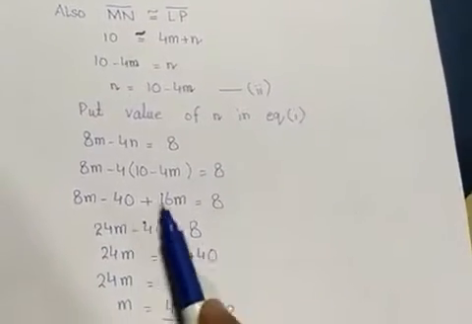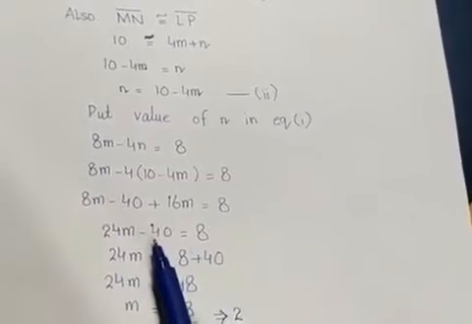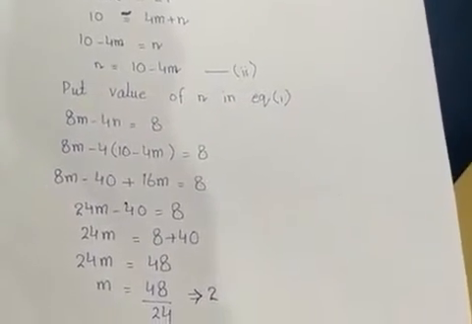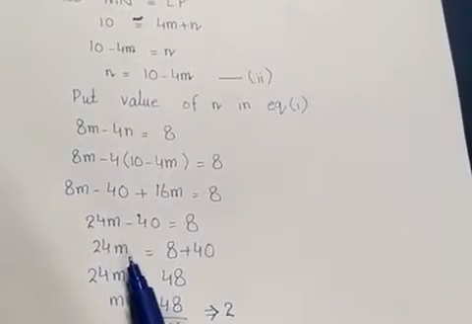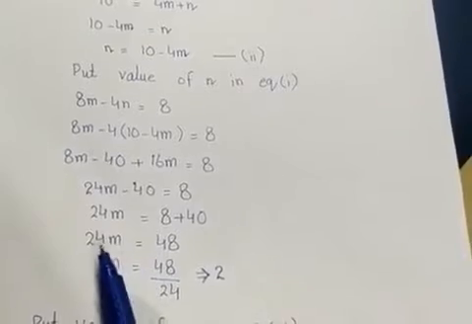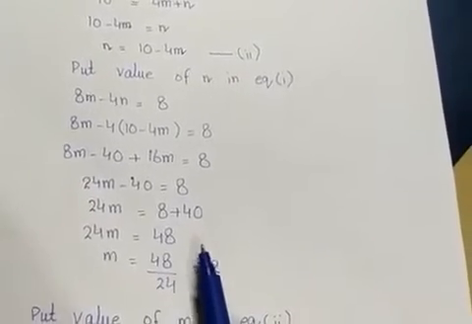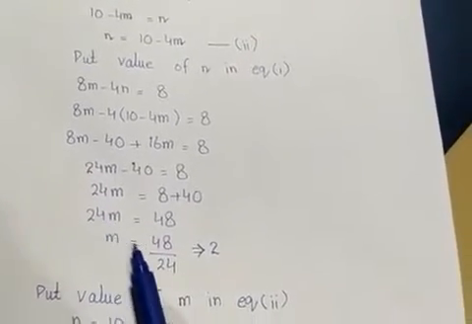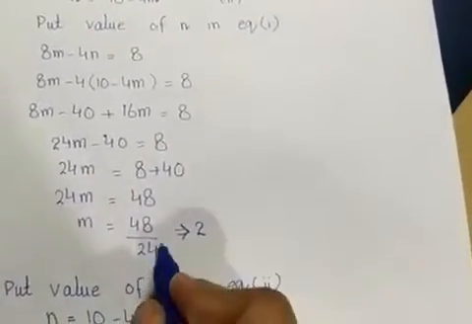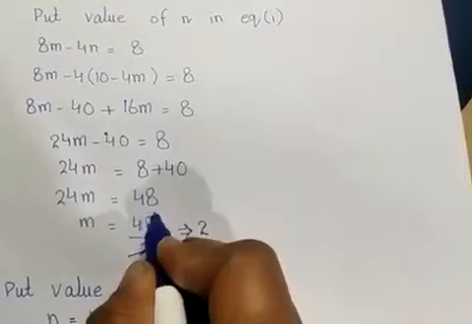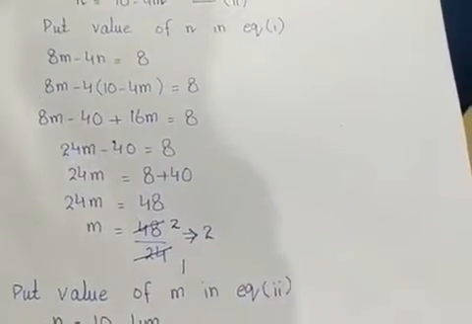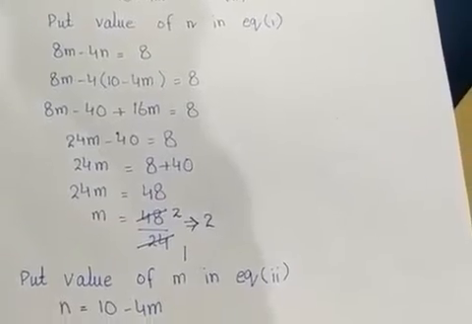Now move this 40 to the other side. Here it is negative. When I move it to the other side, it will become positive. So the equation becomes 24m is equals to 40 plus 8. This becomes 24m is equals to 48. I will move this 24 to the other side. Here it will come in the denominator. Now I will cancel 24 ones are 24 and 24 twos are 48. So the value of m has been calculated as 2.